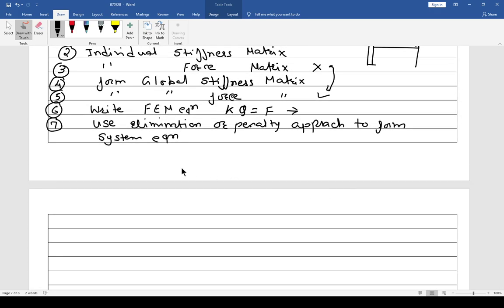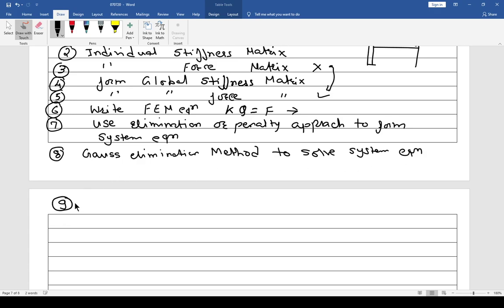And now, after elimination, we are going to form a system of equations, and for that purpose we now use the Gauss elimination method to solve the system of equations. This is step 9.